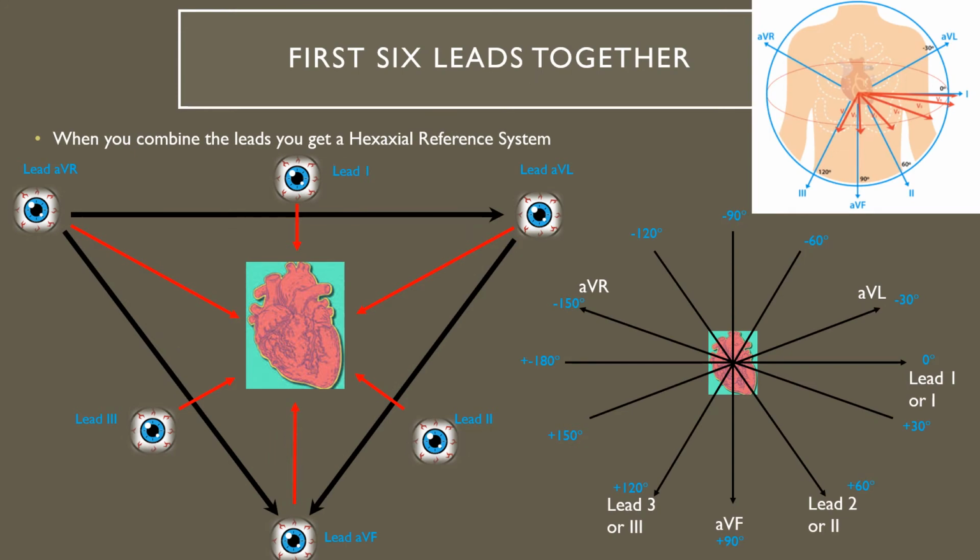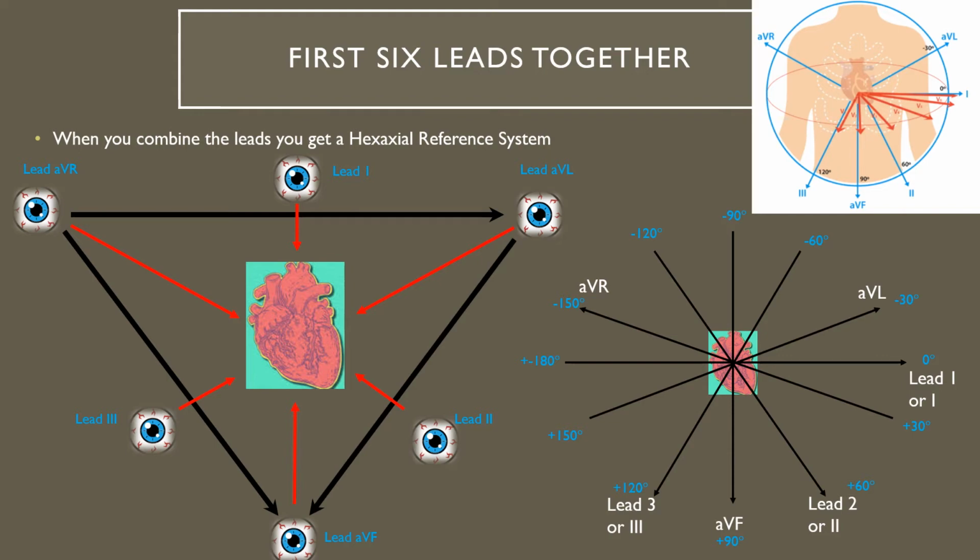I don't want y'all to get overwhelmed with this slide. This is mostly just to kind of reiterate what we've talked about in the previous slides. When you combine leads 1, 2, and 3 and the augmented leads, you can see that there are multiple perspectives that you're looking at for the heart electrical activity. Like I said, this is electrical activity, this is not cardiac output. So what we're doing is we're looking at the electrical activity in that heart.